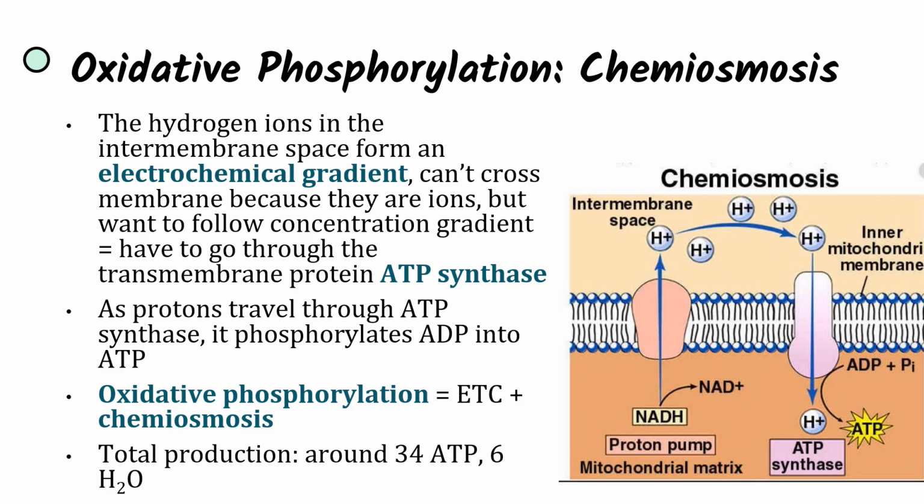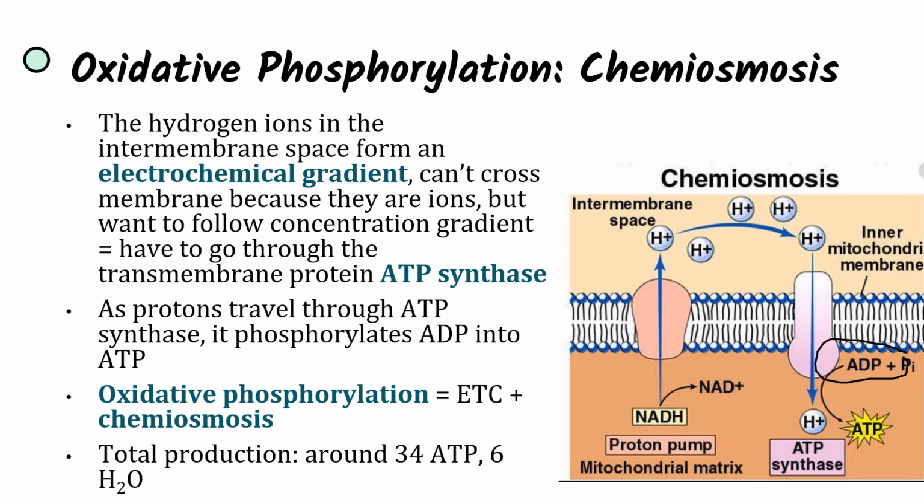And as protons travel through ATP synthase, as shown here, we're going to get the phosphorylation of ADP and create ATP. So oxidative phosphorylation is the combination of the ETC, which takes electrons from our electron carriers and uses this energy of the electrons moving along the chain to pump hydrogen ions into the intermembrane space, and then chemiosmosis, where these hydrogen ions are going to power ATP synthase, creating ATP. And this total production is going to result in 34 ATP and 6 water molecules. And as you can see, this is going to be the place where we get the majority of the ATP.